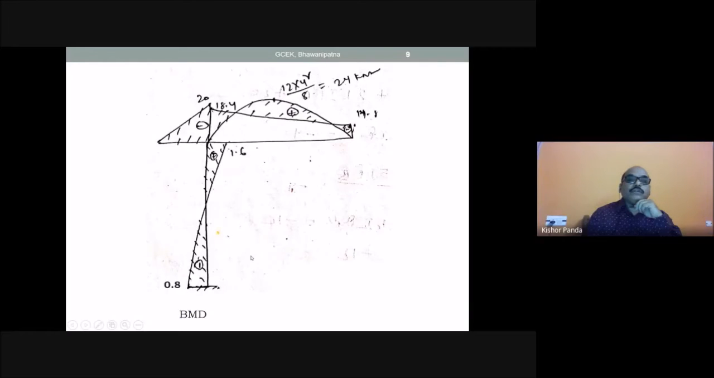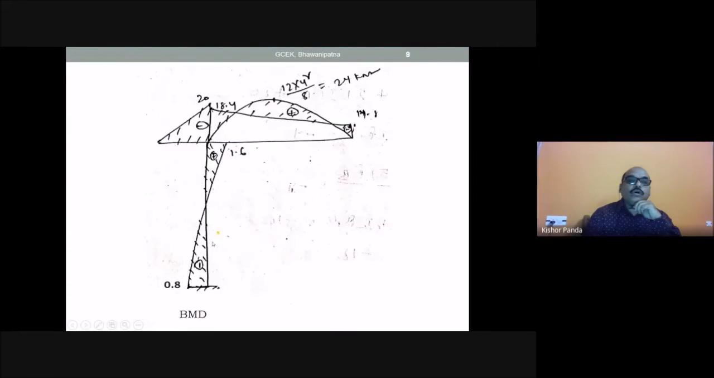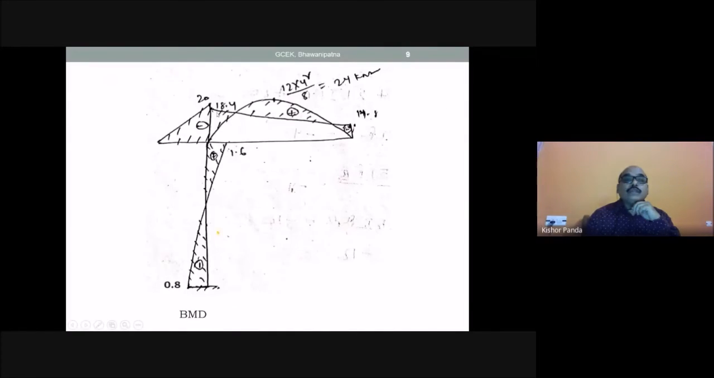Then plot the bending moment diagram. How will you plot the bending moment diagram here? Here you see this side is 0.8 and this side is 1.6. Here you draw 0.8 on this side and 1.6 on this side. Then join this line. Then here you see this is 18.4 and this side is 14.8. So here you draw 18.4 and here you draw 14.8. Then join this line.